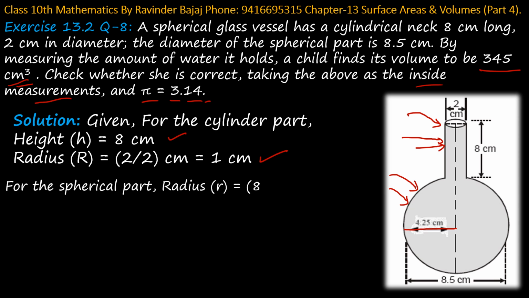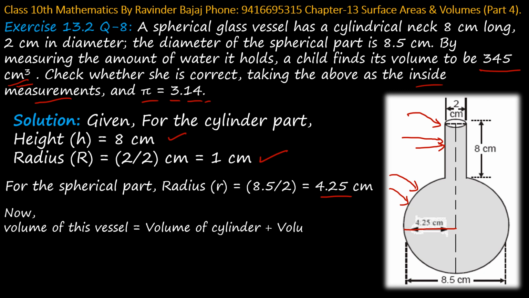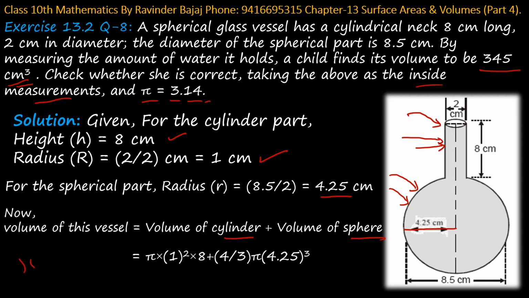For the spherical part, radius is 8.5 by 2, that is 4.25 centimeter. And now the volume of vessel is equal to volume of cylinder plus volume of sphere. So these are the formulas. Volume of cylinder is equal to, what is the formula? Pi into r square into h, plus volume of sphere is equal to 4 by 3 pi r cube. Take care that capital R we are taking for cylinder and small r we are taking for sphere. So put these values, you will get this.